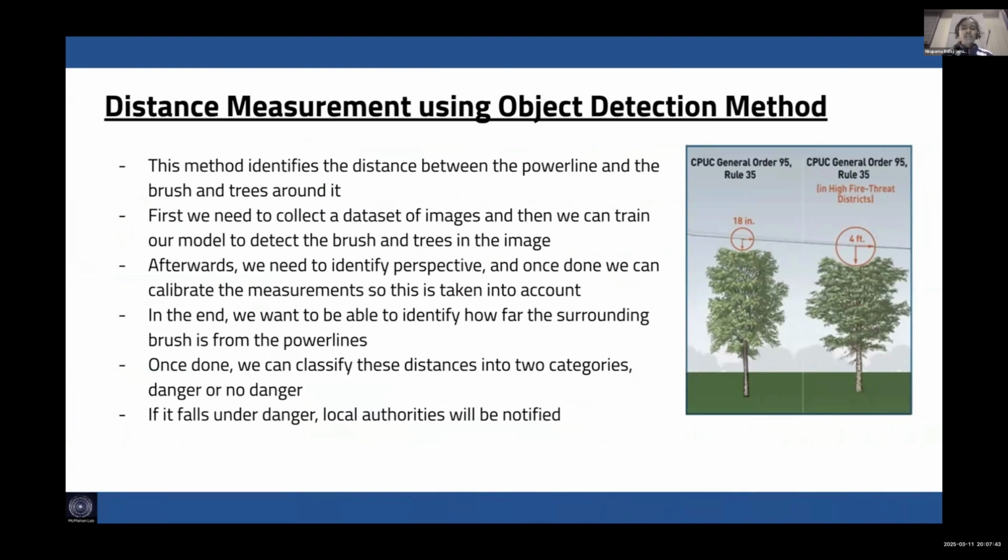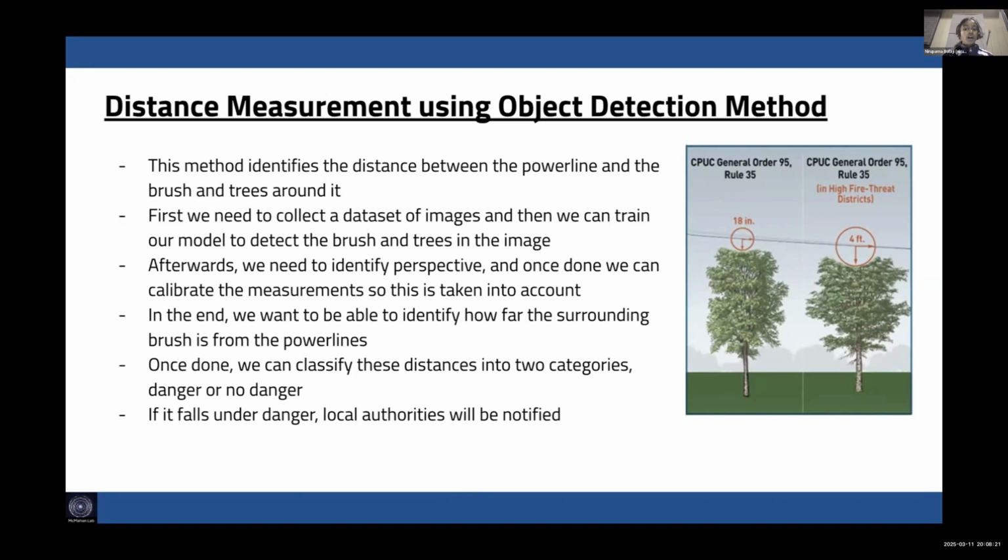Firstly, we're going to be collecting a data set of many images, and then we're going to be training our model to detect this brush and trees in the image. Afterwards, we're going to be identifying perspective, and once done, we can calibrate the measurements so this is taken into account. In the end, we want to be able to identify how far the surrounding brush is from the power line. Once done, we want to classify these distances into two categories, danger or no danger. If it falls under danger, we will put it on that map we're creating, and local authorities will be notified so they can actually step in.